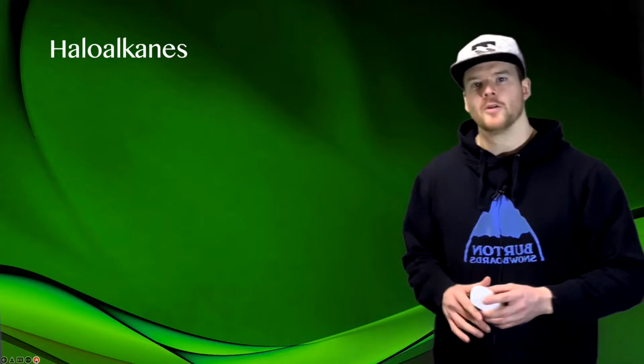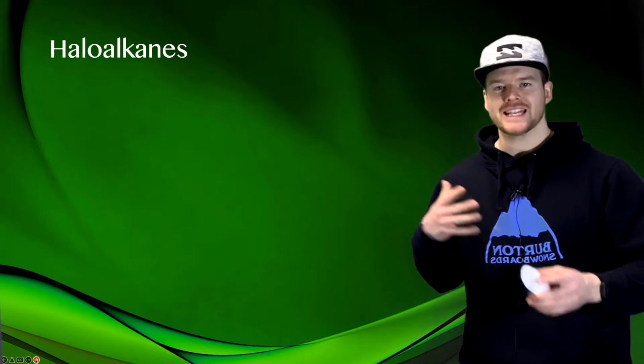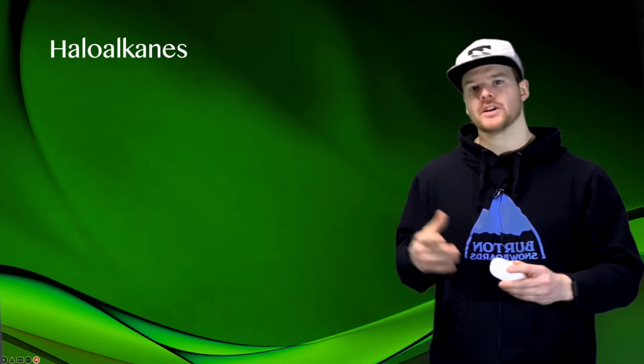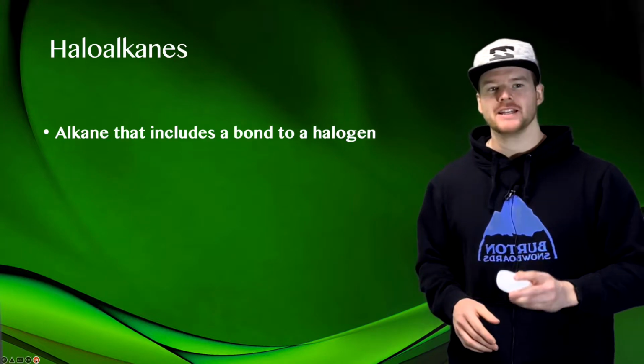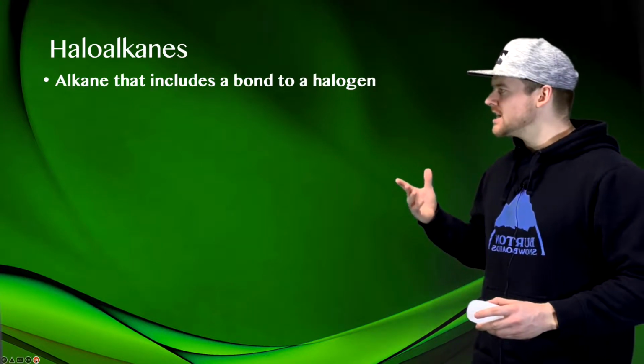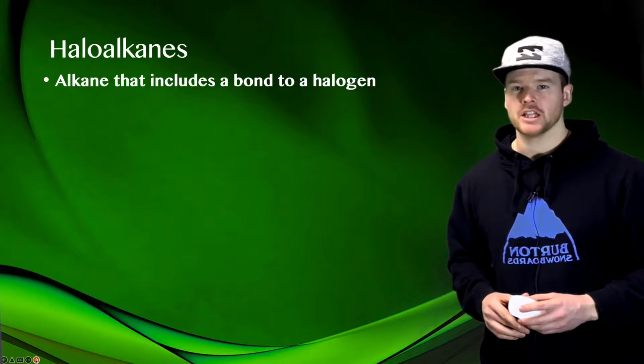In the last video, we talked about naming pure hydrocarbons, where we were just looking at C's and H's. But in this video, we're going to look at adding a different chemical, which is going to be a halogen. Because this is going to be a halogen bonded to an alkane, these are called haloalkanes. So this is an alkane that just includes a bond to a halogen.